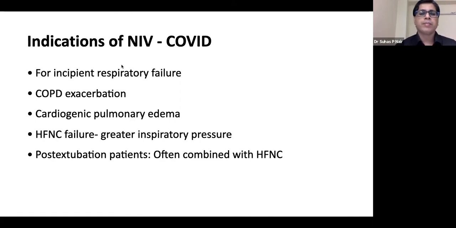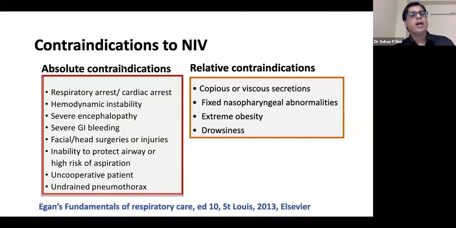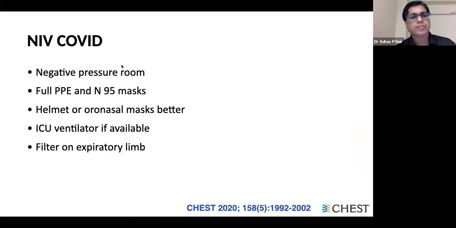It gives better inspiratory pressure, inspiratory support, and better PEEP. In the post-extubation patient, you can combine HFNC with NIV. Always remember the absolute and relative contraindications to NIV use. Impending cardiac arrest, impending respiratory arrest, severe upper GI bleed, patients at high risk of aspiration who are not able to protect the airway, and uncooperative patients are contraindications to NIV.